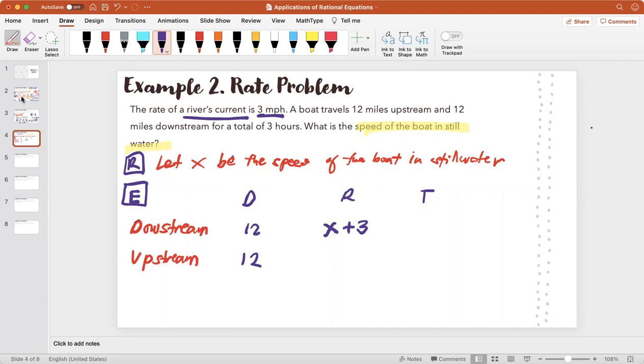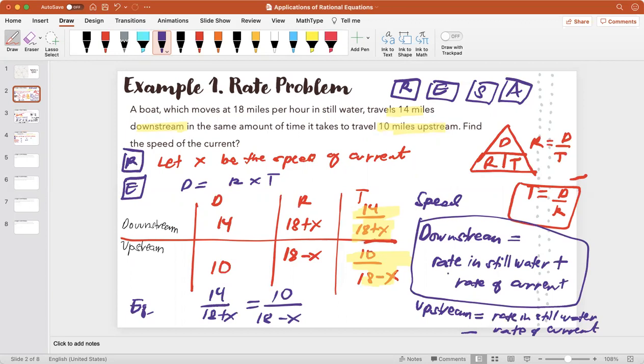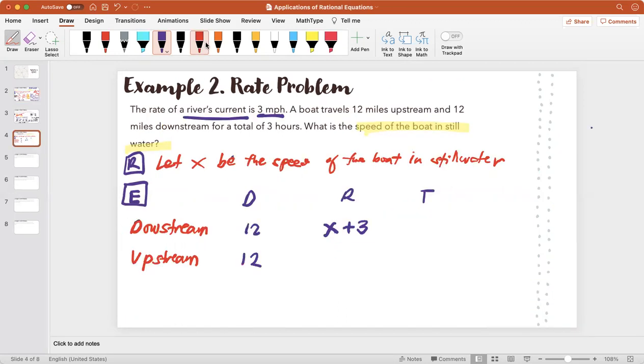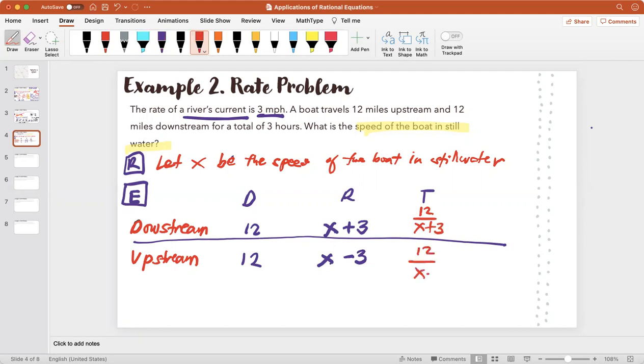We have shown in the first example that downstream is equal to the rate in still water plus the rate of the current. How about upstream? Rate of the boat in still water minus the rate of the current. So what's the rate of the boat in still water? It is x. The rate of the current, 3. So x minus 3. What's our time here? Time is equal to distance over rate. So what is our expression there? It will be 12 over x plus 3. How about the other one? 12 over x minus 3.